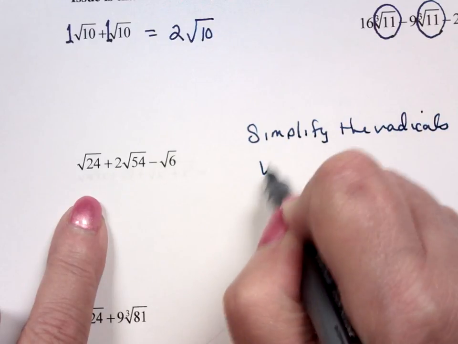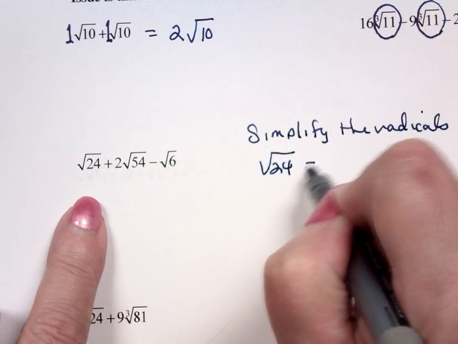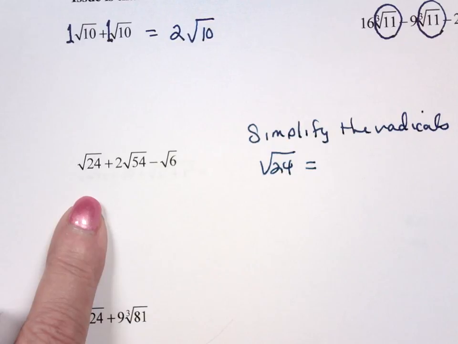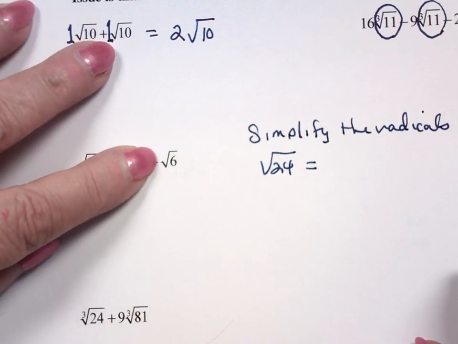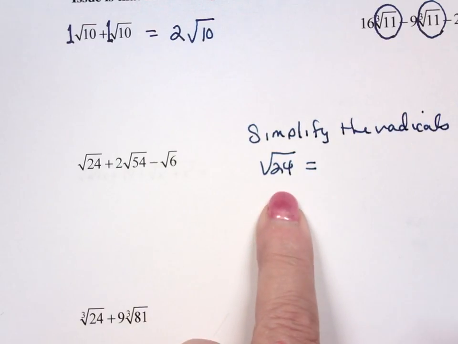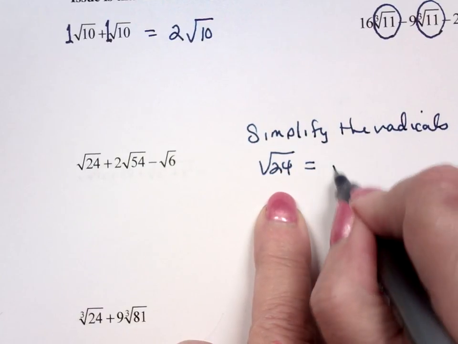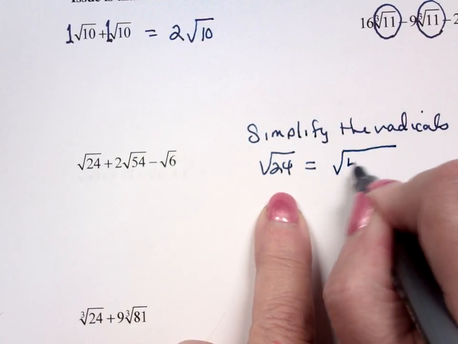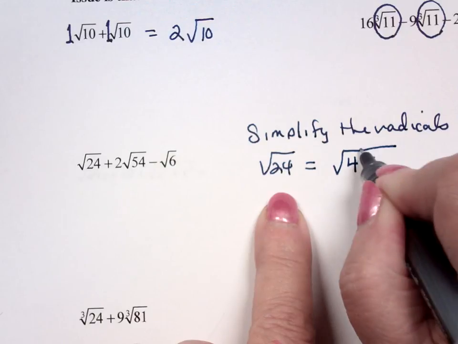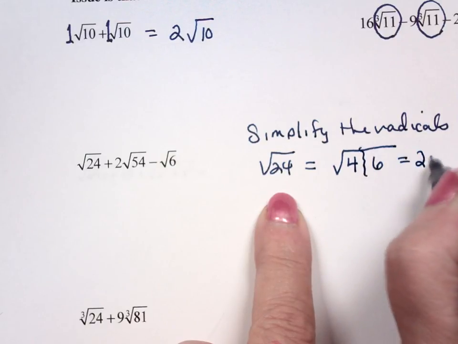So I'm going to look at the square root of 24. Now here's the key. Can 6 be simplified any further? No. I look at 24. Can 24 be written as 6 times a perfect square? Yeah, 6 times 4. So that says this is the square root of 4 times 6, which is 2 square roots of 6.